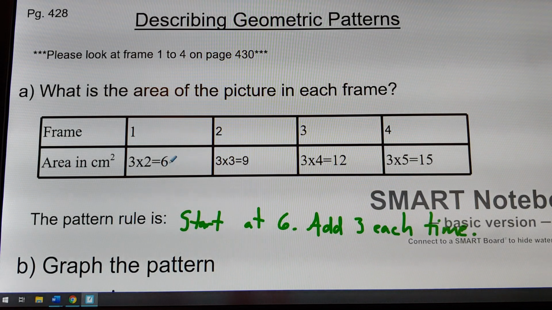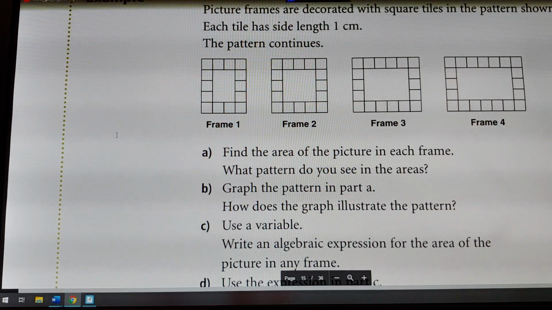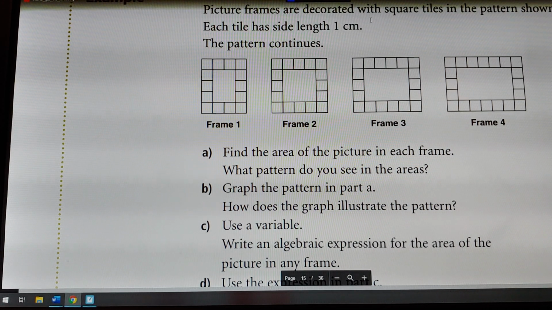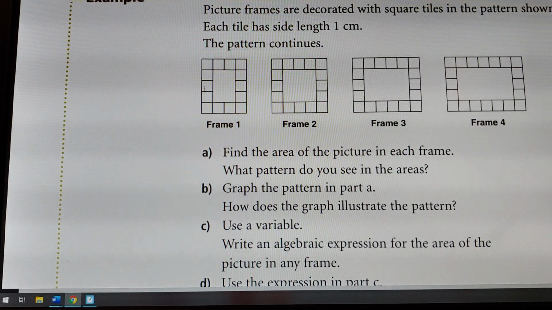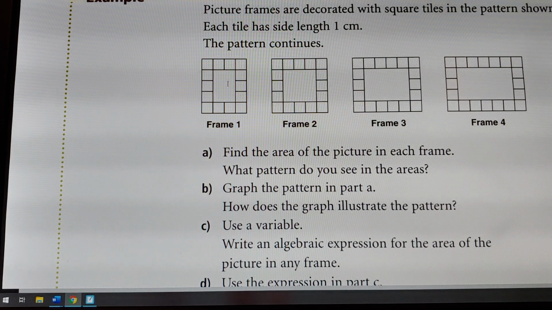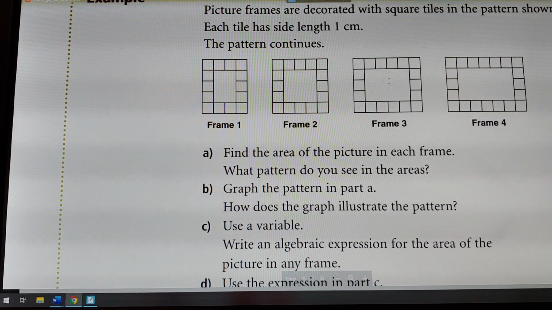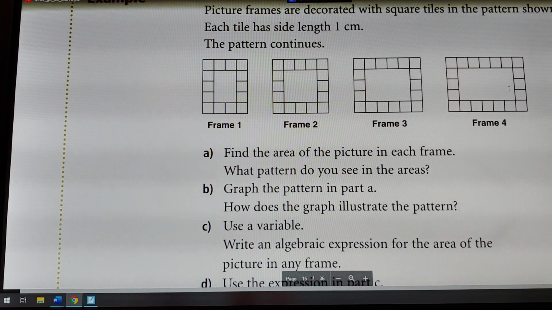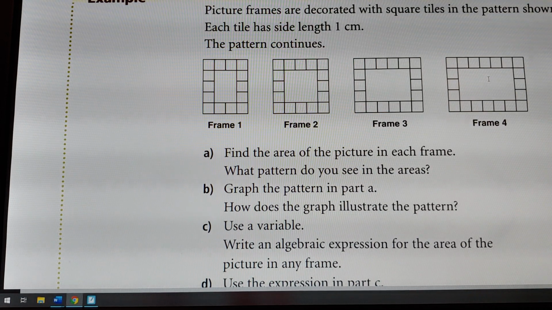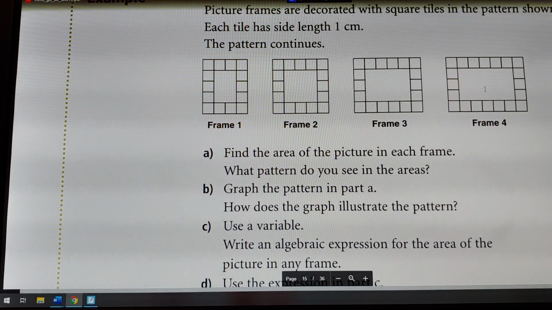Okay, welcome back. Hopefully you have page 430 up. This is what you were looking for, okay? So picture frames are decorated with square tiles in the pattern shown. So these are the picture frames going around. Each tile has a side length of 1 centimeter, and the pattern continues. You can see frame 1, frame 2, the picture gets wider, frame 3, frame 4. So the height's the same, it just keeps getting wider all the time.